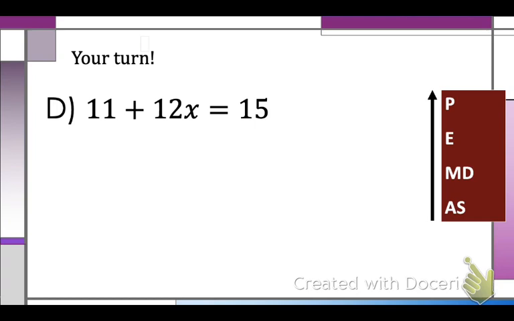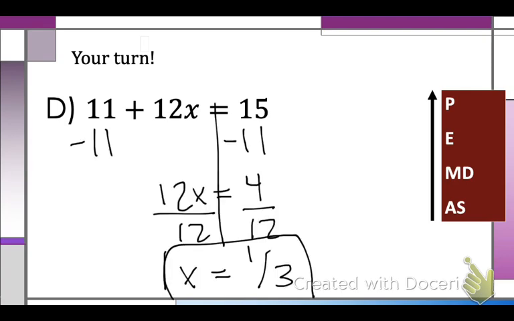Okay, I want you to try this one real quick. Pause the video and then come back and see if you have the correct answer. Alright, you should have gotten that x equals 1/3 once you simplify 4 divided by 12, which is 1/3.